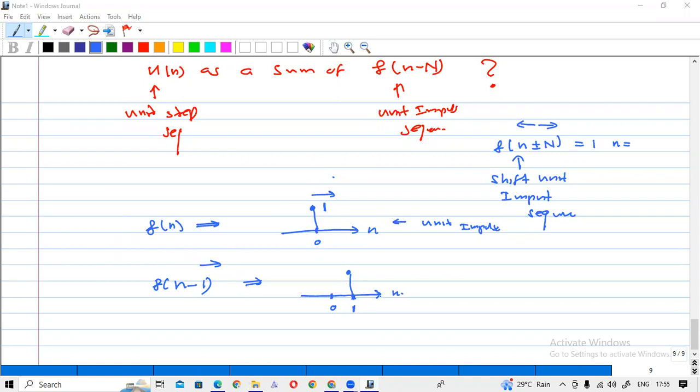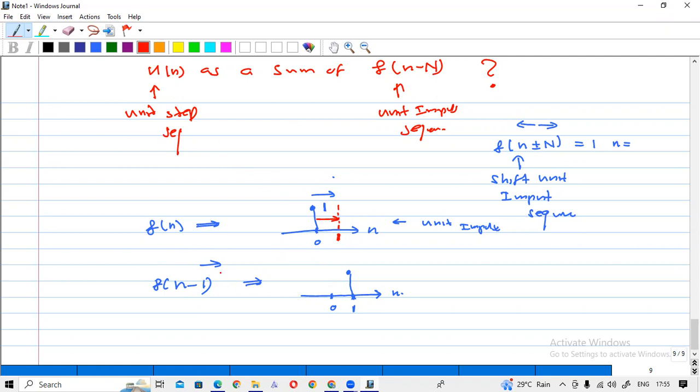Okay, now focus on this one. If I write delta n minus 1, it is like this, no? Because this unit impulse is shifting one sample in this direction. So it will be here, at the first sample.